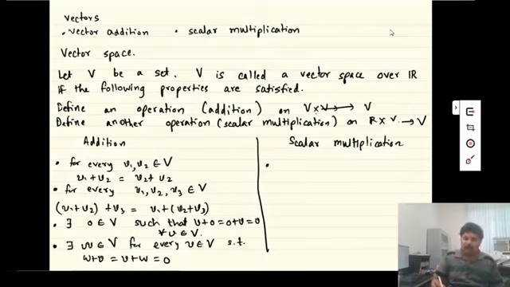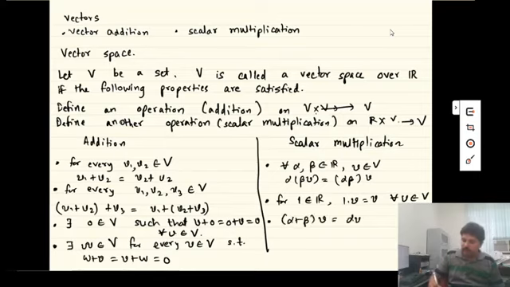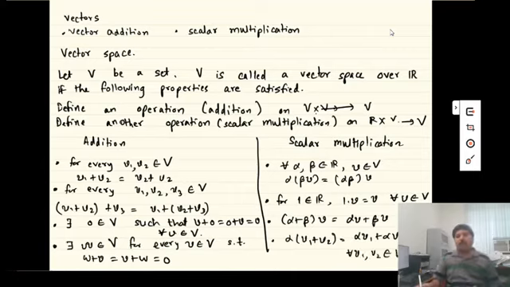And what are the properties of scalar multiplication? For every alpha and beta in R and V in V, alpha into beta V is the same as alpha beta into V. The second property is, for 1 belonging to R, 1 V is equal to V for every V in V. The third property is alpha plus beta into V is alpha V plus beta V. And the fourth property is alpha into V1 plus V2 is equal to alpha V1 plus alpha V2 for every V1, V2 belonging to V. Okay, so these are the properties.